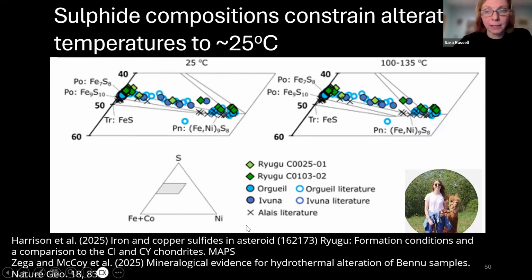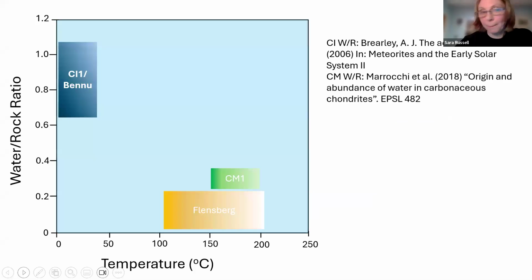So this is work done by Catherine Harrison. There's a picture of her there with the llama. And also it's reported in Zega and McCoy. So she and colleagues looked at a composition of sulfides in detail and compared it to known compositions at various temperatures, and they found that the best match for the known phase diagrams for sulfides is at around 25 degrees, so around room temperature. We think this is the kind of temperature at which this alteration happened.